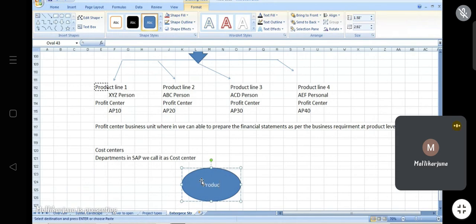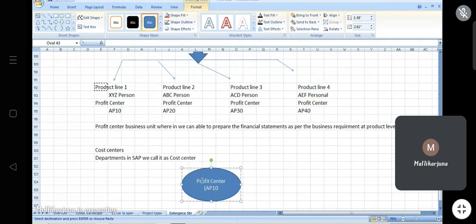Product, or I would say profit center, rather product line, because we classified product line as a profit center, AP10. Profit center. Okay, AP10.